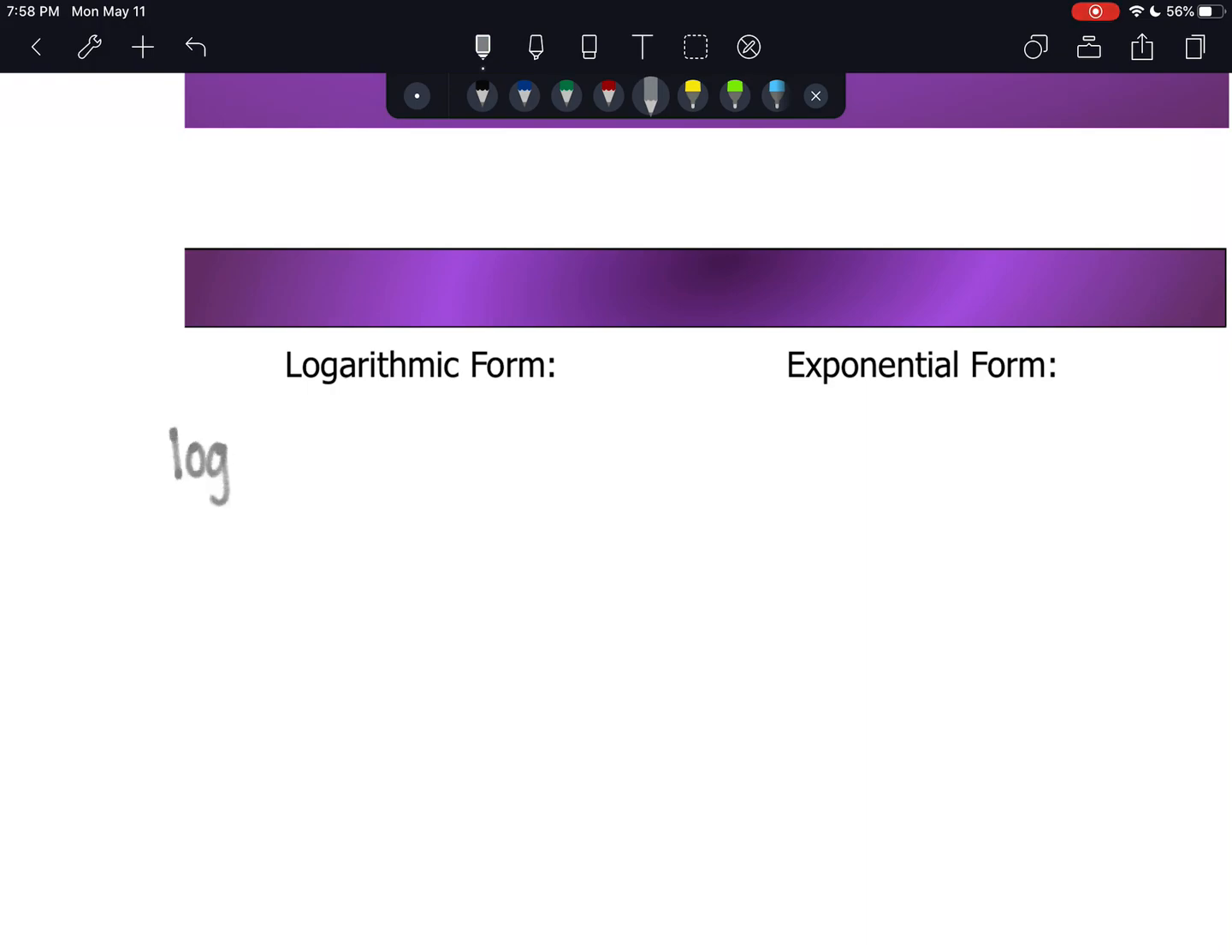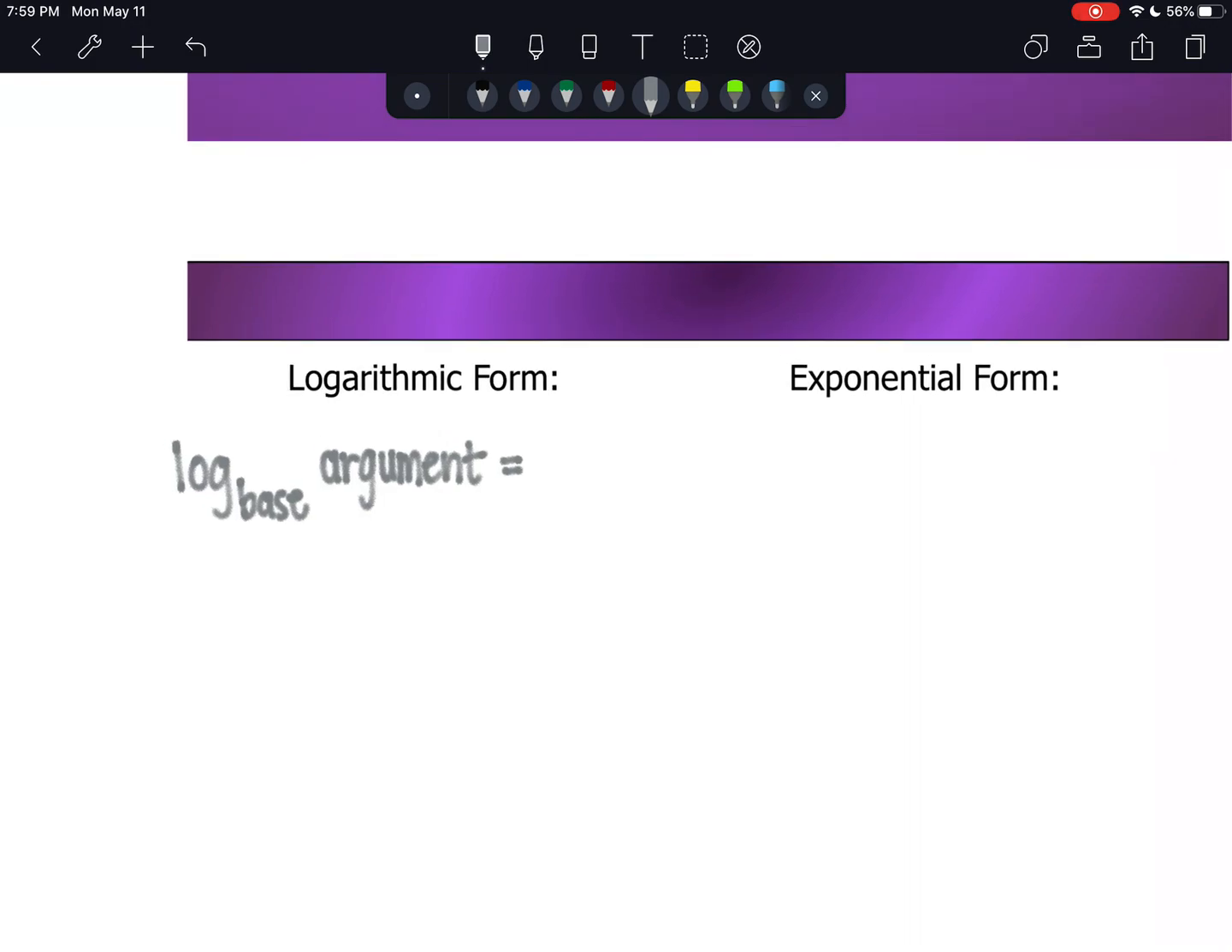We note that it's a logarithm by writing log. And then a subscript is the base. And that's the number we're going to multiply by itself. And the number we want to get is called the argument. And this logarithm just answers that question. How many times do we take the base and multiply it by itself to get the argument? So that would be called an exponent. So the exponent is the logarithm.